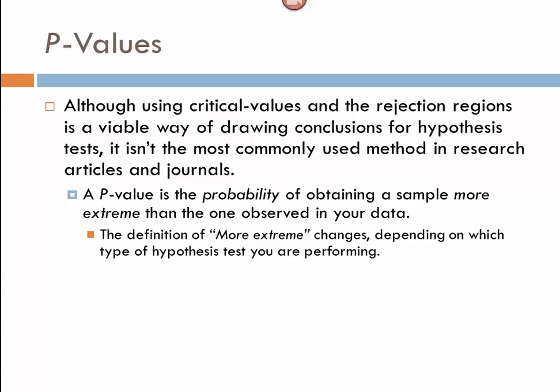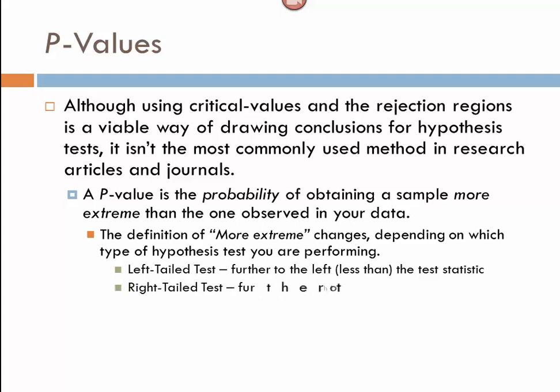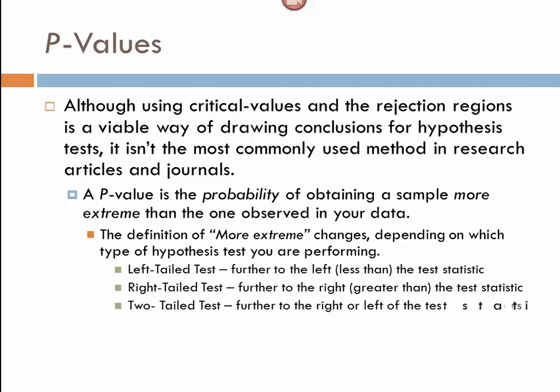The definition of more extreme changes. If we're doing a left-tailed test, then we would go further to the left to see the area that would be more extreme than our test statistic. For a right-tailed test, it's going to be the area further to the right than our test statistic. And if it's a two-tailed test, it's the area further to the right or further to the left of our test statistic, depending on its position. So if we landed on the left, we're going to take that area. If we landed on the right, we're going to take that area. But then we're going to double it.